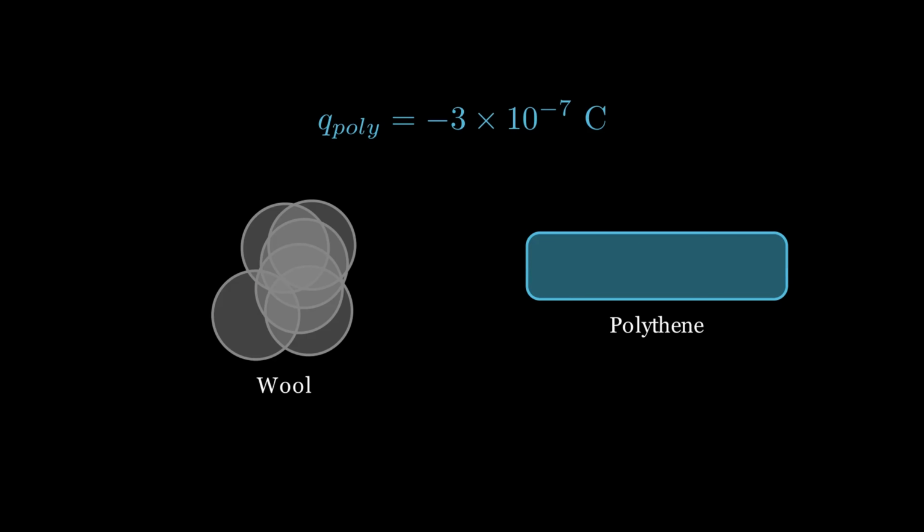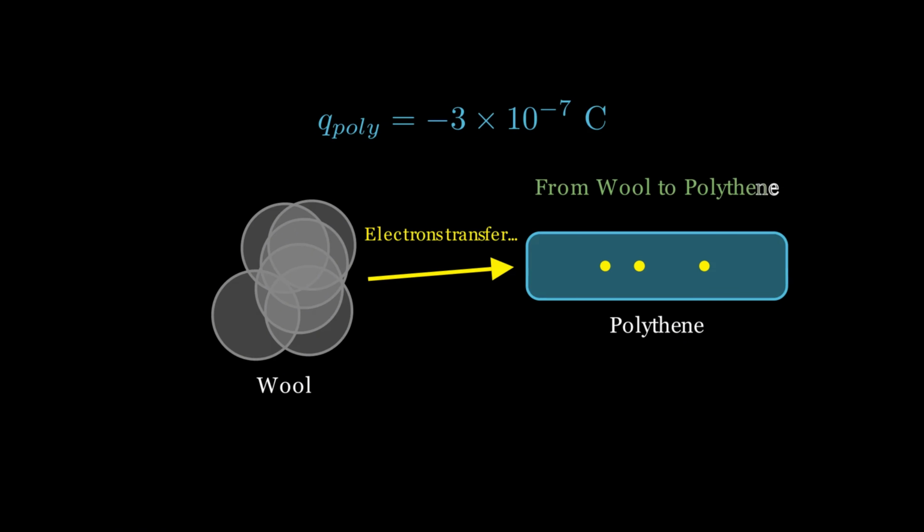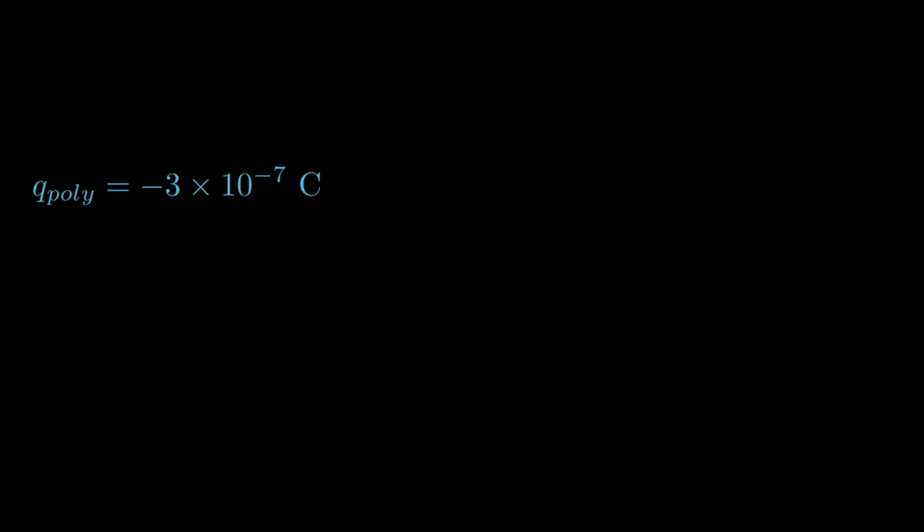First, let's determine the direction. Electrons are negatively charged. Since the polythene became negative, it must have gained excess electrons. Therefore, the electrons transferred from the wool to the polythene. Now, how many? We use the quantization formula. Q equals N times E.